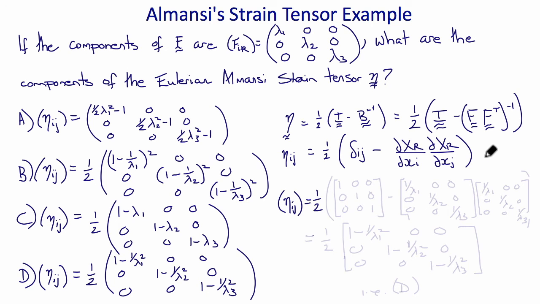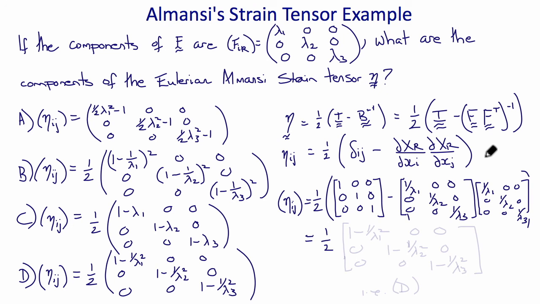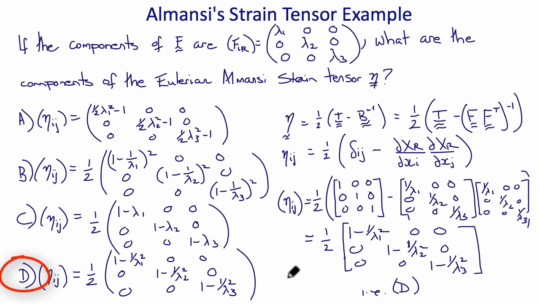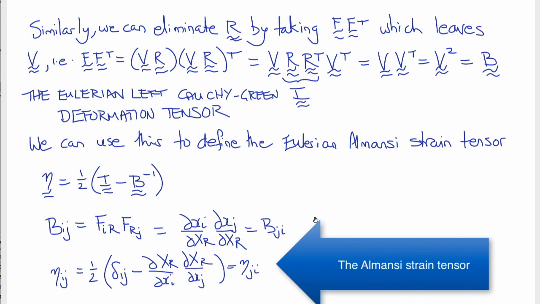So this then gives us that the components of eta_ij are 1/2 of the identity tensor minus 1 over lambda 1, 1 over lambda 2, 1 over lambda 3 on the diagonal times 1 over lambda 1, 1 over lambda 2, and 1 over lambda 3 on the diagonal, which gives us 1/2 of 1 minus 1 over lambda 1 squared, 0, 0, 0, 1 minus 1 over lambda 2 squared, 0, 0, 0, 1 minus 1 over lambda 3 squared, which was answer D. So in class, we'll expand on these definitions, manipulate them, and give some physical examples.